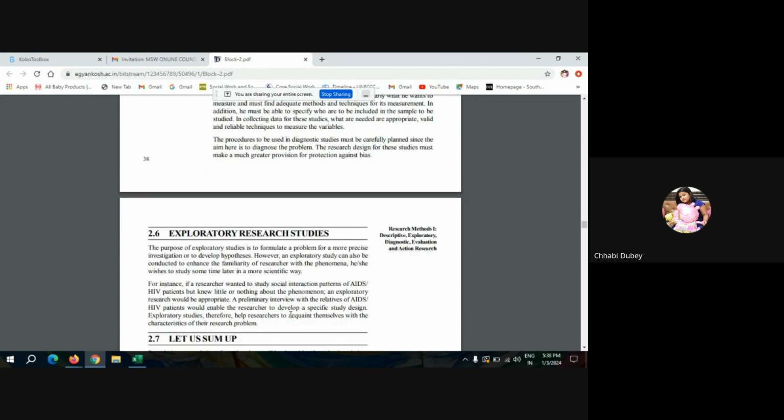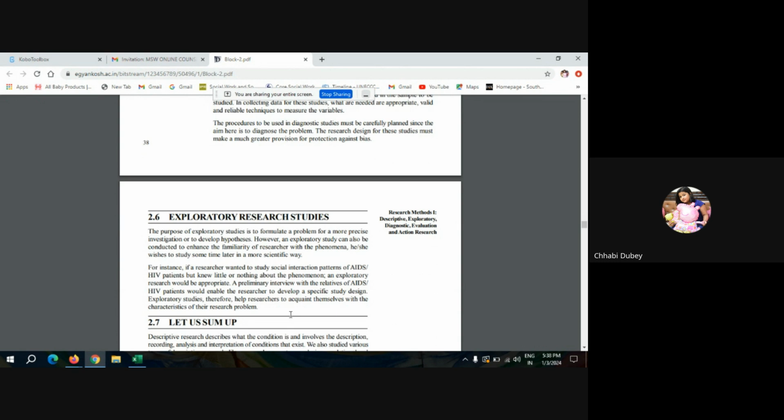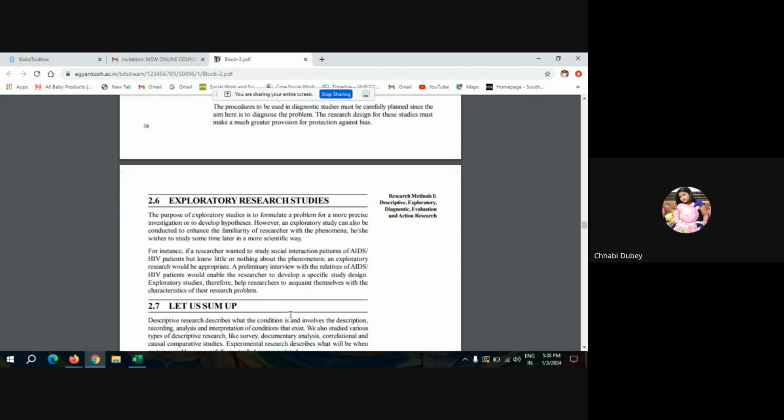After the diagnostic, we come to exploratory research studies. The purpose of exploratory research studies is basically to formulate a problem for a more precise investigation or to develop a hypothesis. We try to explore more about a certain aspect or issue through developing a hypothesis. An exploratory study can also be conducted to enhance the familiarity of a researcher with the phenomena he or she wishes to study later in a more scientific way.